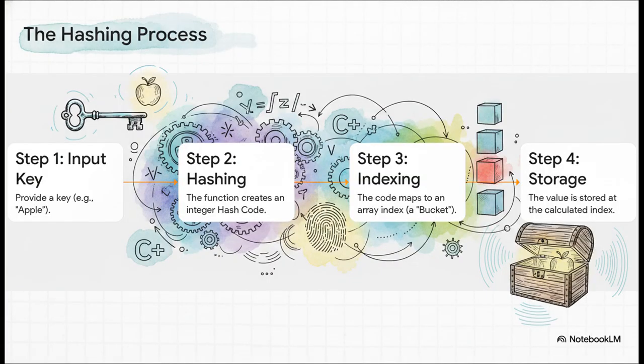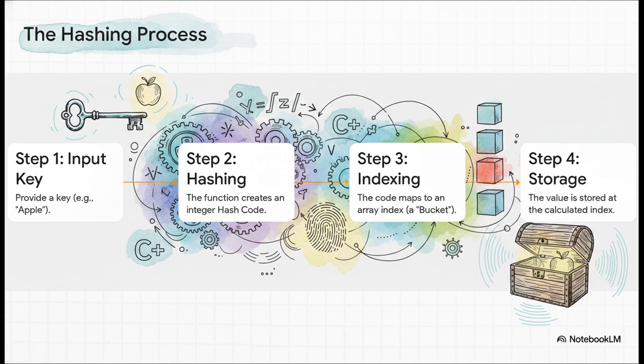So here's the four-step dance. You give it a key. The hash function works its magic and creates a unique code. That code points to one specific storage bucket and boom, your value is stored right there. And the best part? To find it again, you just do the exact same thing and it takes you right back to it instantly.